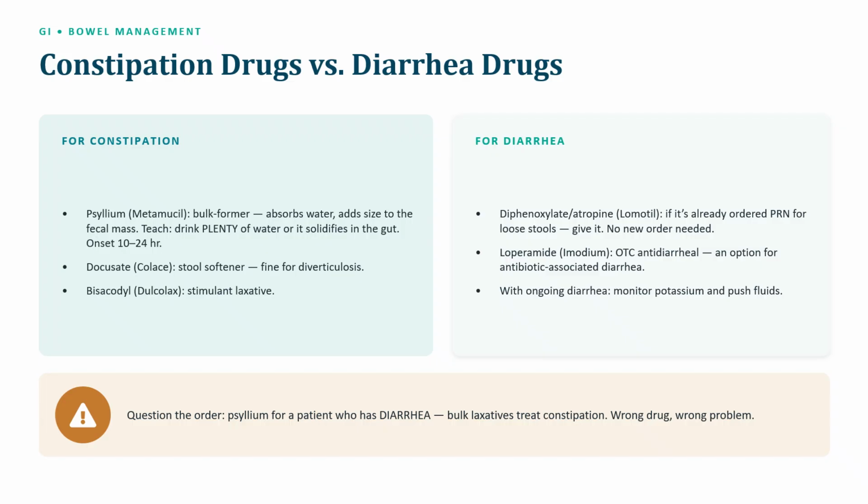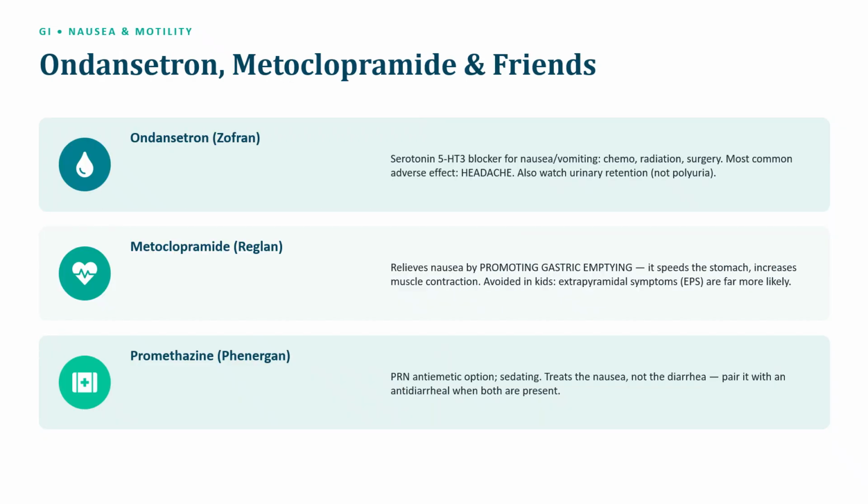So with ongoing diarrhea, we do monitor potassium and maintain fluid intake. Now that's with ongoing. If it just says 1 to 2 episodes, that's not considered ongoing. So potassium is lost with every liquid stool. So that's why we continue to monitor the potassium and maintain fluid intake. Okay, so next we're going to discuss these three antiemetics.